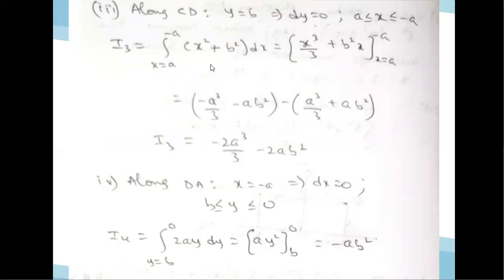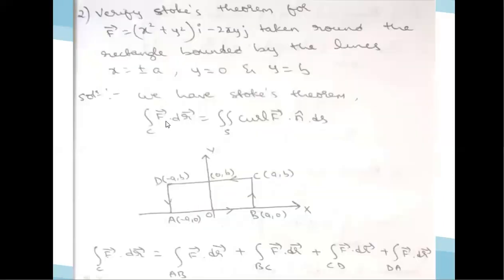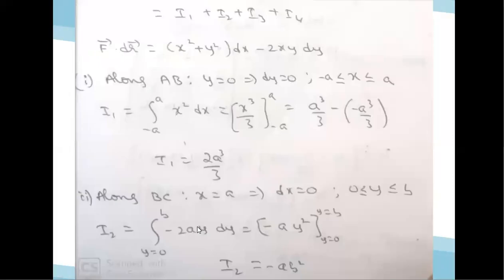Next, we shall evaluate the integral along DA. Refer to the figure: DA is nothing but the line x equals minus a. Here we have a substitution for x, so we have to consider the range of y. Here y is varying from b to 0, so the line is in this direction. So y varies from b to 0.